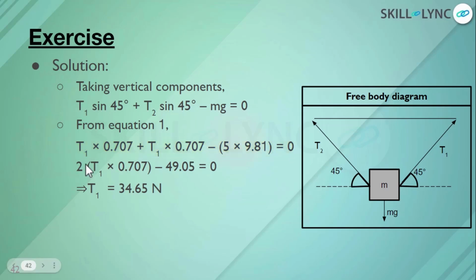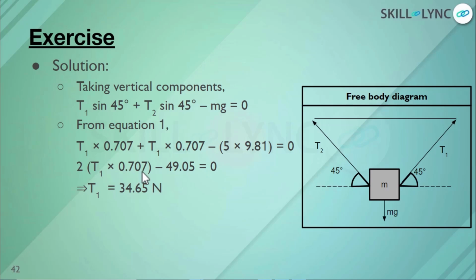Further, taking common from these equations, we can write it as twice of T1 into 0.707 minus 49.05 is equal to 0. How are we able to write this? Twice of T1 into 0.707: this is the first time we are getting T1 into 0.707 in this equation, and this is the second time we are seeing T1 into 0.707. So therefore, we are able to write it as twice of T1 into 0.707.